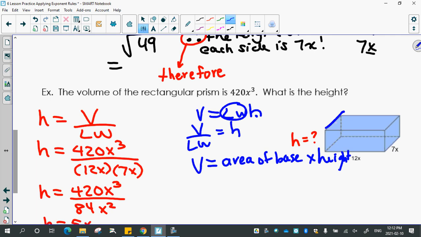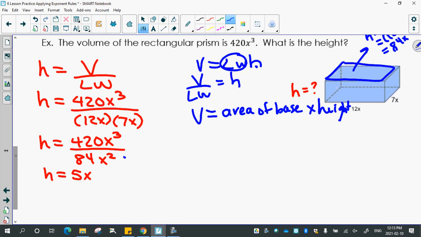And so the base is this guy, and if we found its area, it would be 12x times 7x. That's another way to think of it, giving me 84x squared, which is what you got on the bottom here, just by thinking it through. Okay, so that's one way to do it. The other way to do it is the box method again.